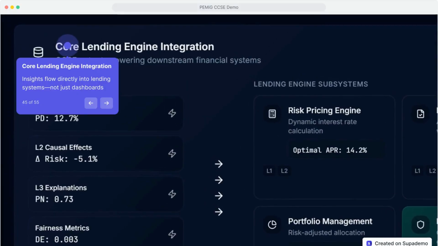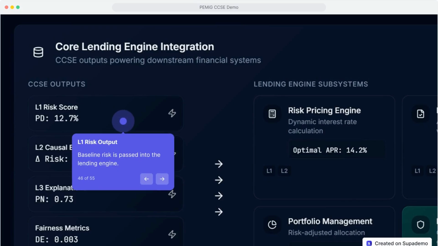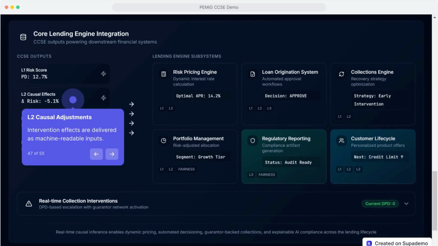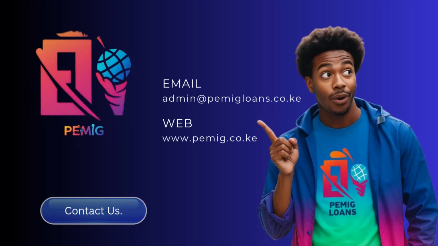From baseline risk to actionable intervention to causal explanation and fairness checks, PEMiG empowers lenders to make smarter, more responsible credit decisions.